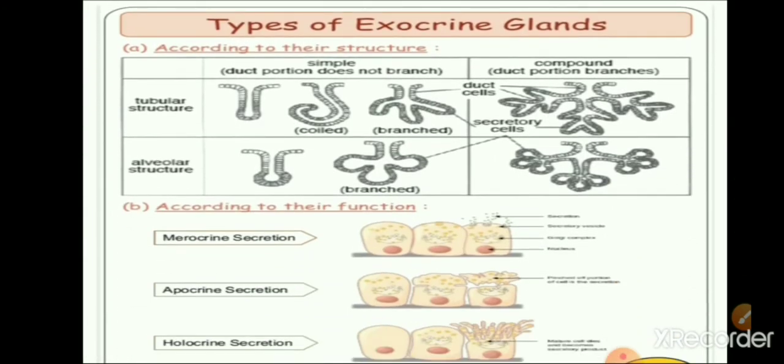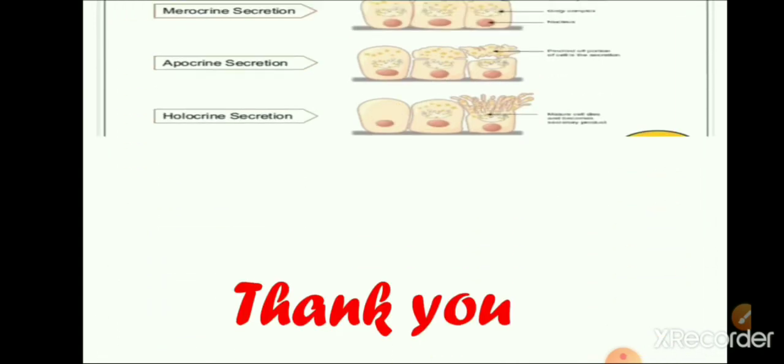Types of exocrine glands. There are 2 types of exocrine glands according to their structure. One is tubular, another one is alveolar. And on the basis of their function, we have merocrine, apocrine, and holocrine. That's all for today.